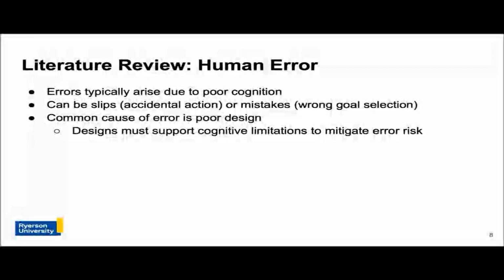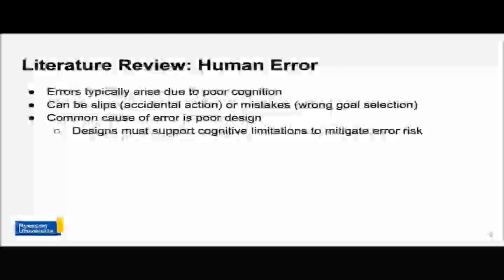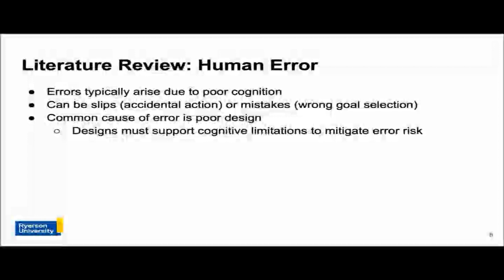Human error can occur in two major forms: slips and mistakes. Slips occur when the human chooses the correct goal but unconsciously performs the wrong action. Mistakes occur when the wrong goal is identified but the intended action is carried out. A common source of errors in the flight deck is poor design of human-machine interface, or HMI. HMI design must support the cognitive limitations of humans in order to mitigate error risk.